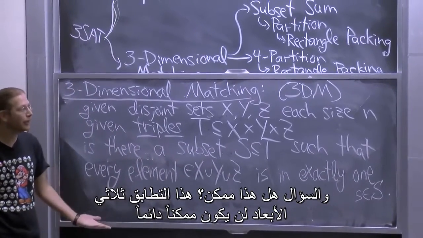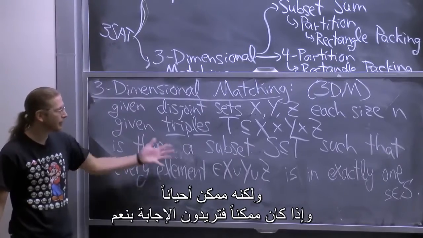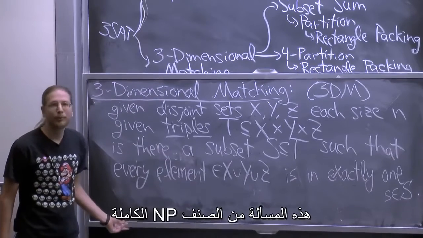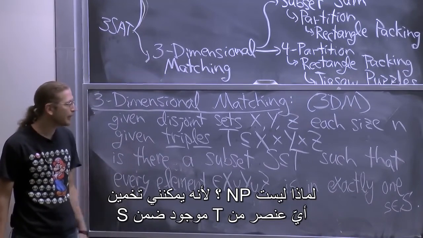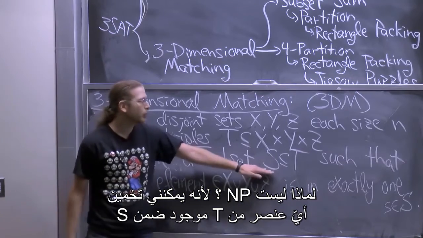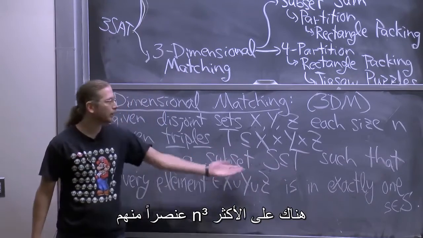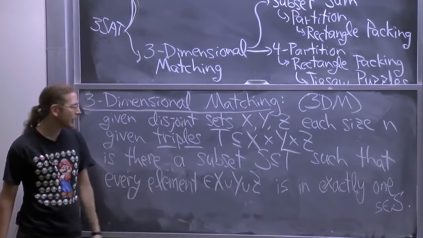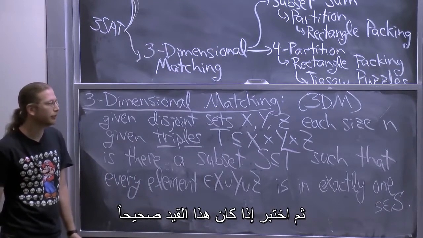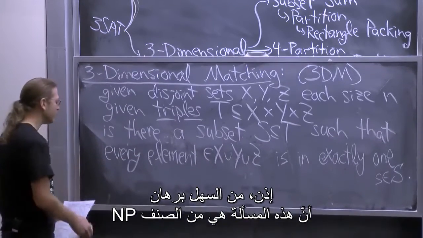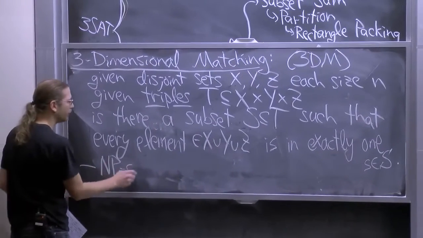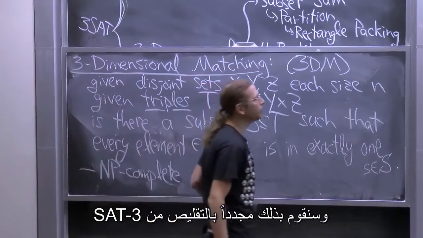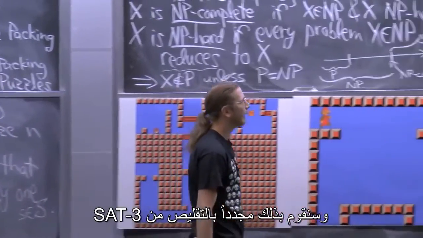This is three-dimensional matching. Certainly not always going to be possible, but sometimes it is. If it is, you want to answer yes. If it's not possible, you want to answer no. This problem is NP-complete. Why is it in NP? Because I can basically guess which elements of T are in S. There's only at most n cubed of them. So for each one, I just guess yes or no, is that element of T in S? And then I check whether this coverage constraint holds. So it's very easy to prove this is in NP. The challenge is to prove that it's NP-hard. And we're going to do that, again, by reducing from 3-SAT.